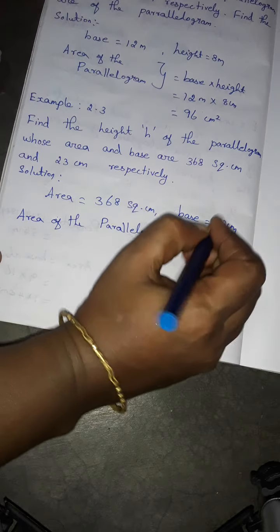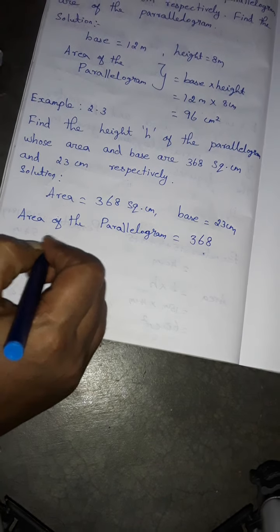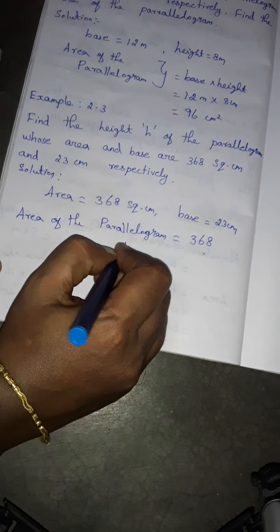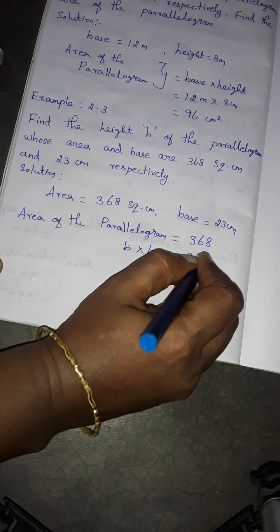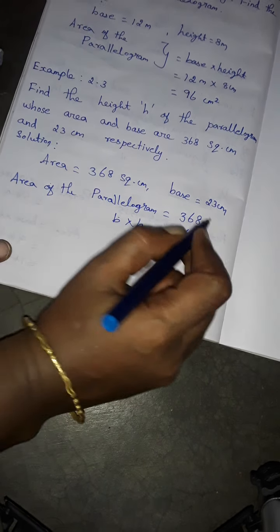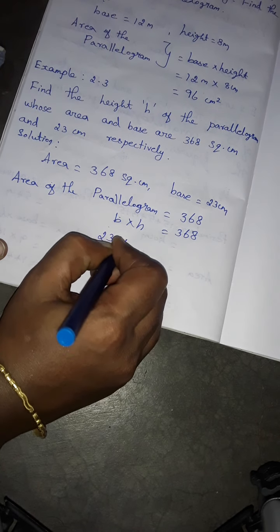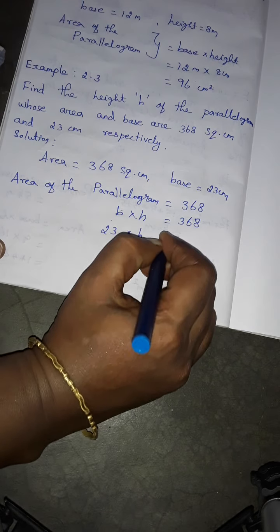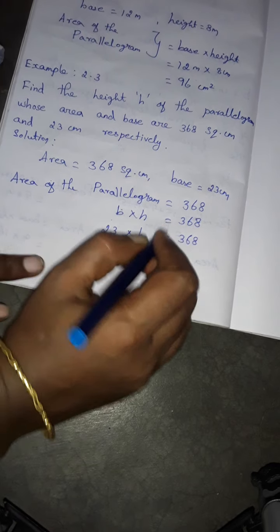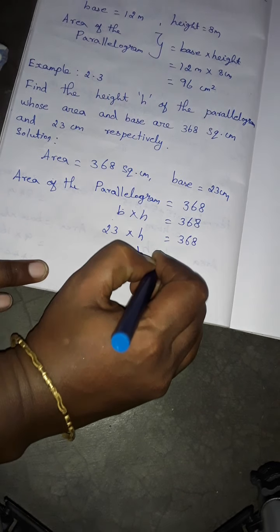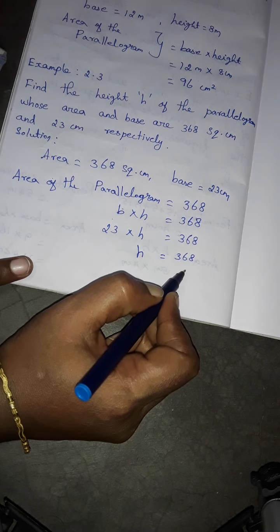So the area of the parallelogram, how much is given? They have given 368 square units. We know the area of the parallelogram formula. Yes, base into height. So base into height is equal to 368. Next, base is given. So what is the base? 23. So 23 into h is equal to 368. Now we want to find the height. So height we have to keep on this side, 368, and the 23 we have to bring to this side.